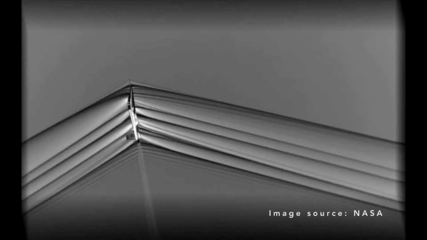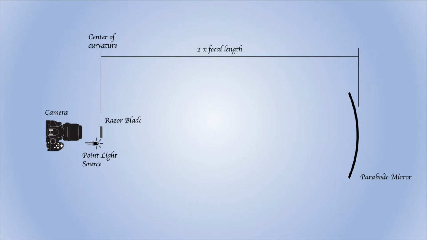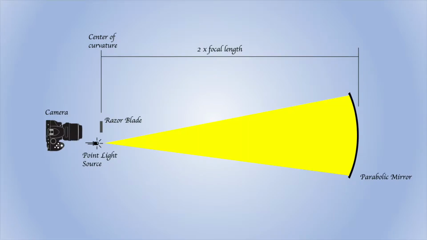This inexpensive technique has been extensively used in the aerospace sector to visualize shock waves from airplanes and to determine the composition of gases. The setup comprises a parabolic mirror, a point source of light, a razor blade, and a camera. This parabolic mirror is part of a huge spherical shell which is centered at the center of curvature. If we place a light source at the center of curvature, then all the light will be focused back at the same point. This is called a real image.